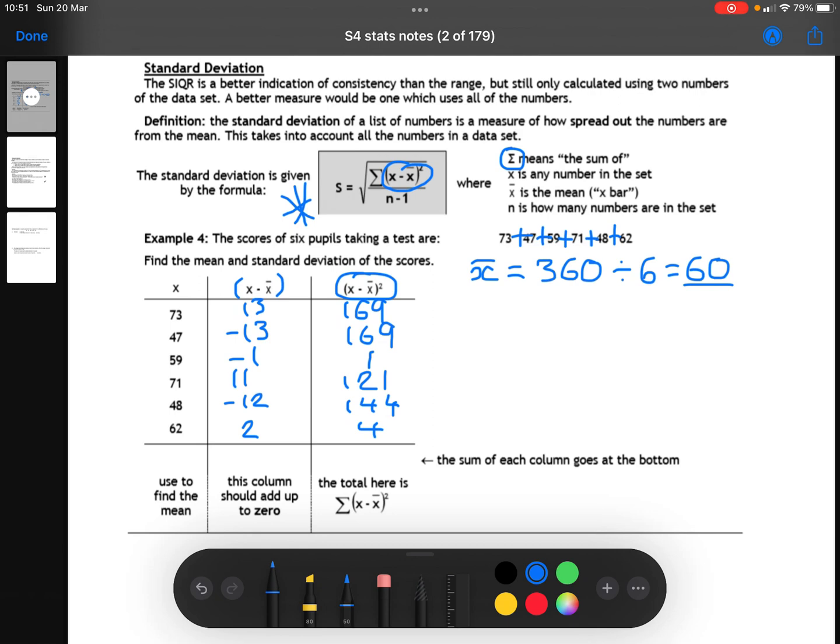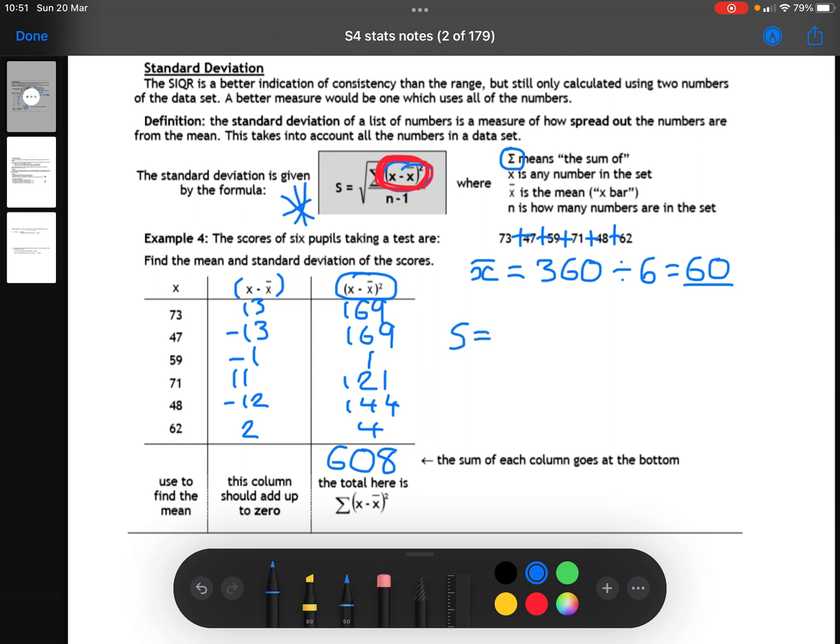4 and 4. So we add all those together and we get 608. Now the whole process of the table is so that we can gain access to the sum of x minus x bar squared. Okay, so the next step then is to put that value into the formula as well as our value for n and to do a calculation.